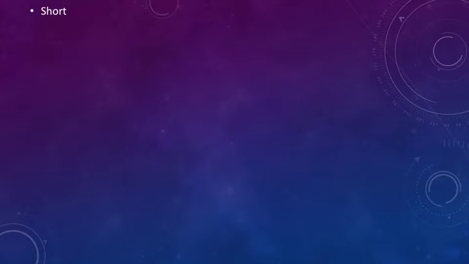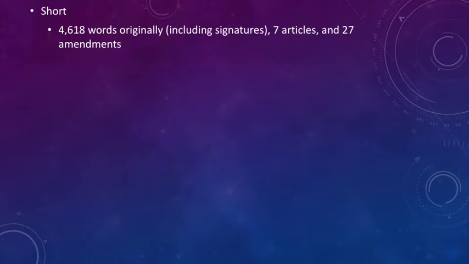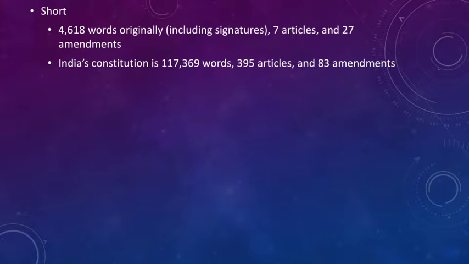The Constitution itself is rather short. It is one of the shortest constitutions in the world, and it's short for a reason. And just to compare it to other countries, here's India's constitution, which has over 100,000 words and 300 some articles and 83 amendments. Really, the bigger your constitution is, the more detail it goes into. And the more detail it goes into, the more changes and difficulty you could end up with.